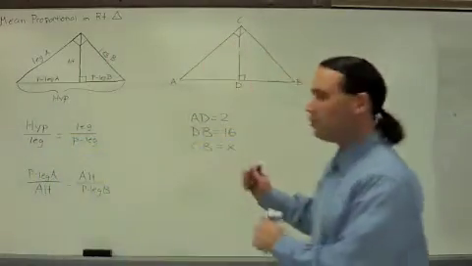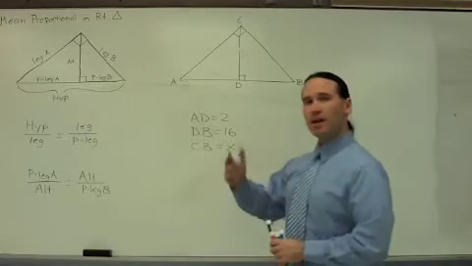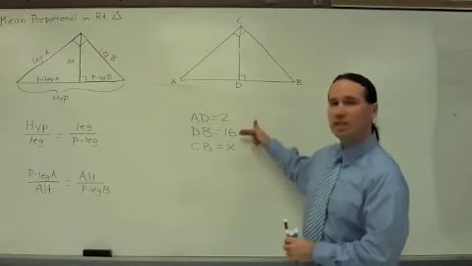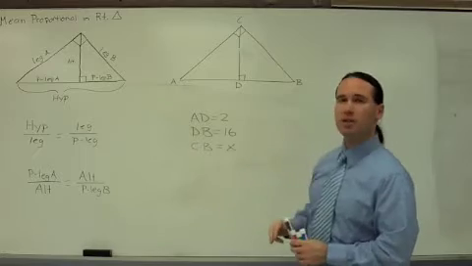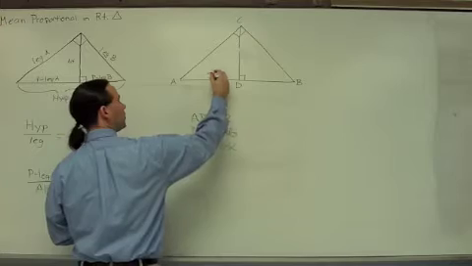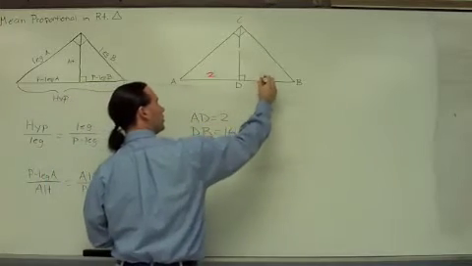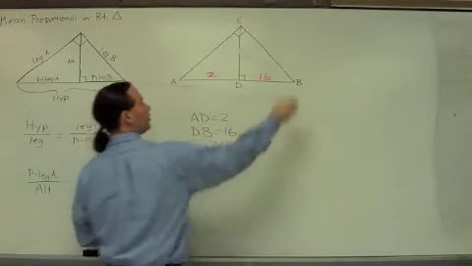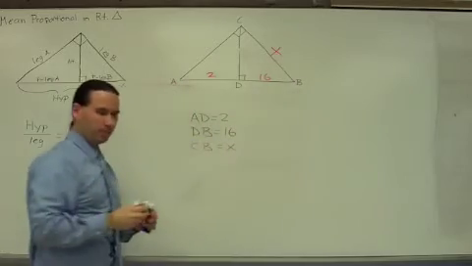Okay, so here's another mean proportional problem. It's all set up for us. This time they're telling us AD is 2, DB is 16. We're looking for CB. So let's go ahead and label our picture. If AD is 2, DB is 16, CB is what I'm looking for.